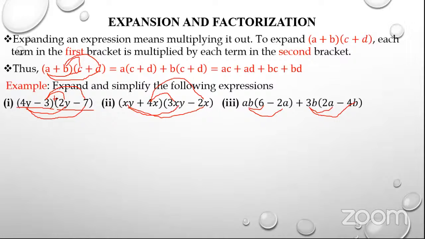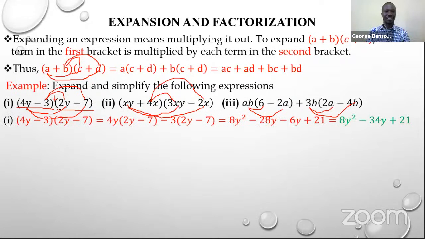Okay. Yeah, thank you. So, as you can see, in the first example, it is going to be the 4y multiplying the whole of 2y minus 7, then minus 3 multiplying the whole of 2y minus 7 again. Like we were saying, this will give us 8y squared. This will give us minus 28y. This will give us minus 6y. And this will give us 21.